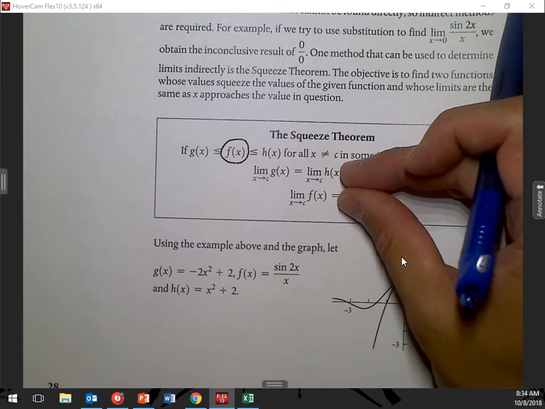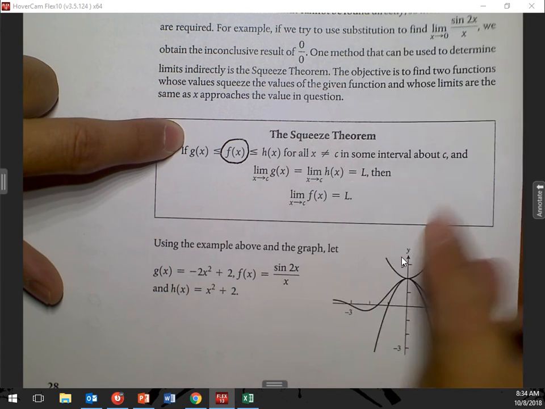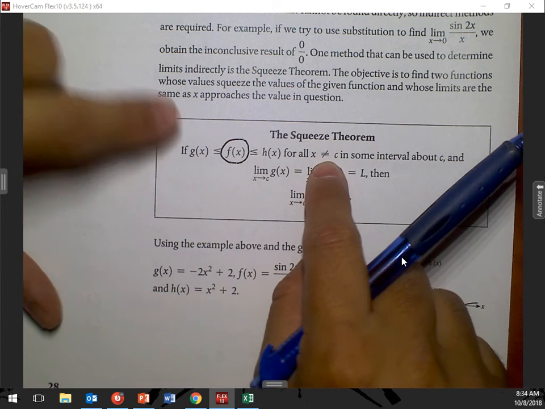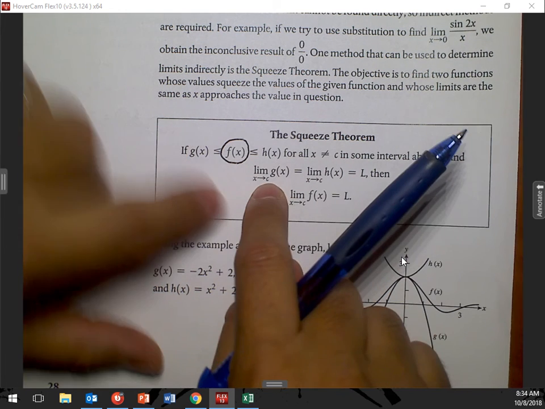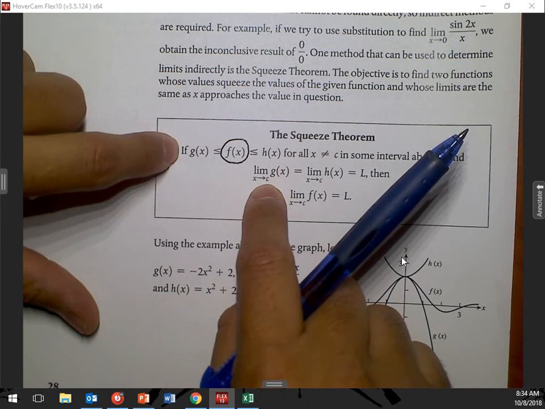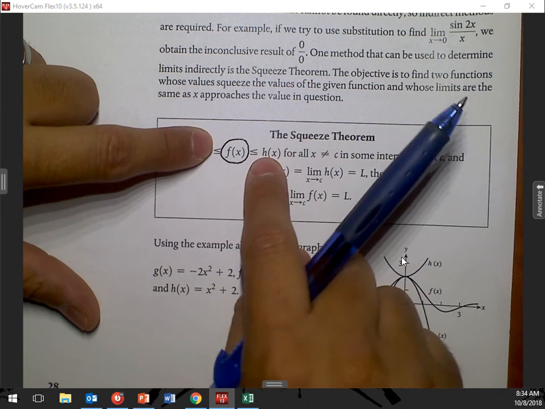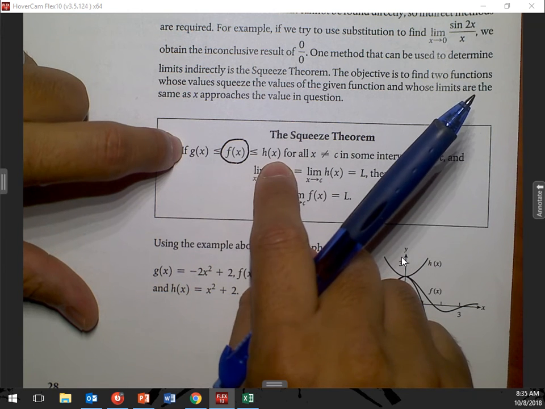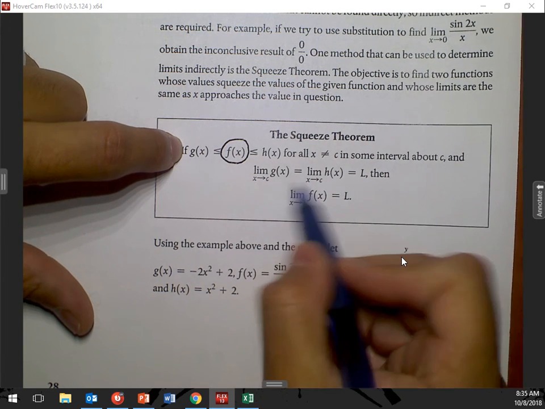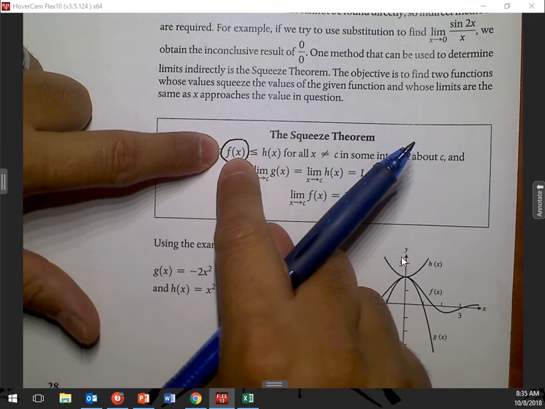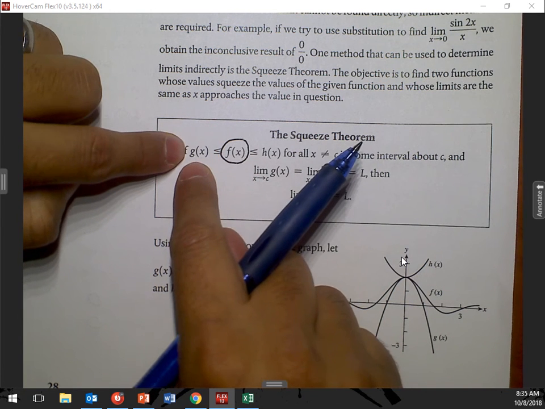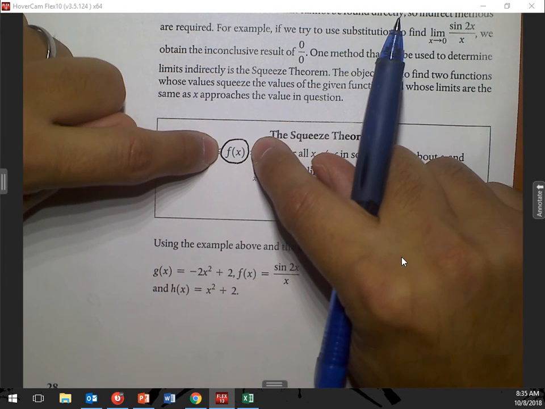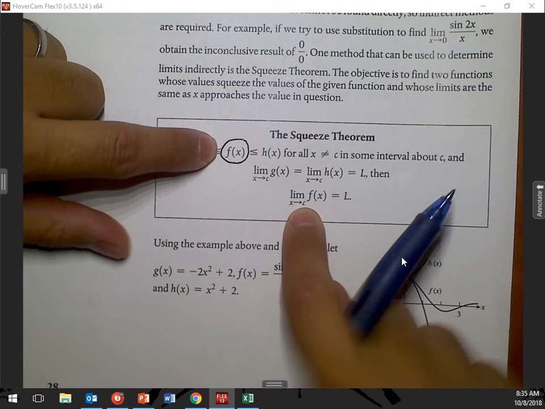So we're trying to squeeze it in between two limits right here. For all x where it's not equal to c in some interval about c, we're taking the limit as x approaches c of g of x is equal to h of x, okay? So we're actually getting the limit from the left hand and the right hand to approximate the limit for the middle. So that's what this means. This is the limit from the left and the limit from the right. As we get closer and closer, we'll eventually come down to the limit of what's in the middle. And that's what we get there.